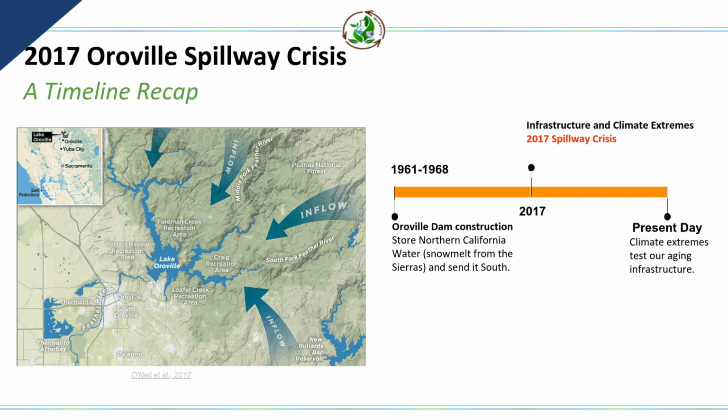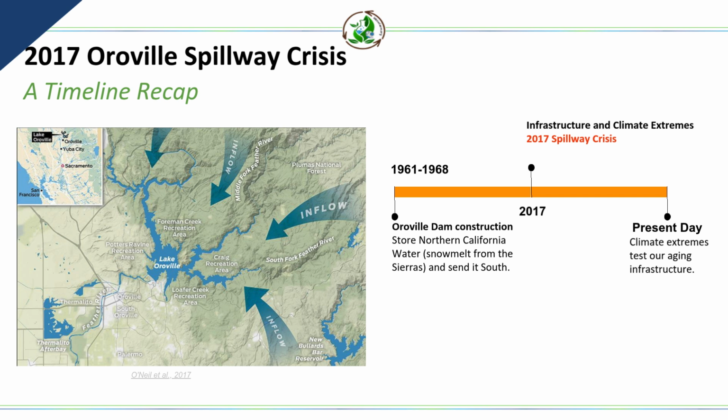Let's recap the timeline of the Oroville Dam and the 2017 spillway crisis. The dam was constructed between 1961 and 1968. Its main purpose was to store snowmelt from the northern Sierras and send it south to cities and farms. Fast forward to 2017.